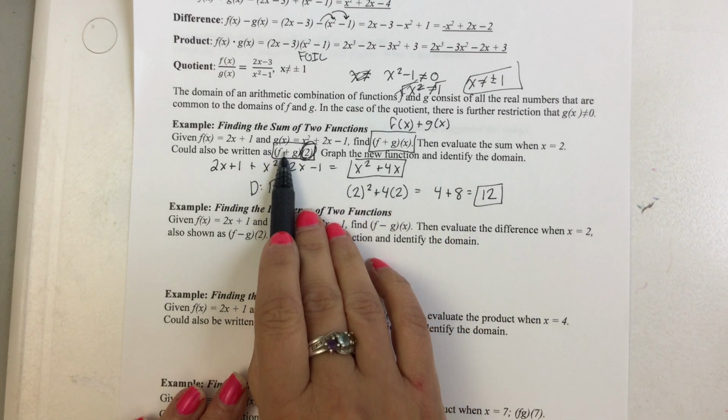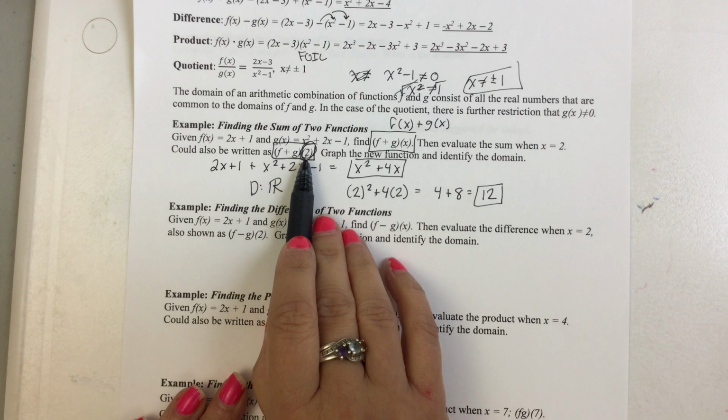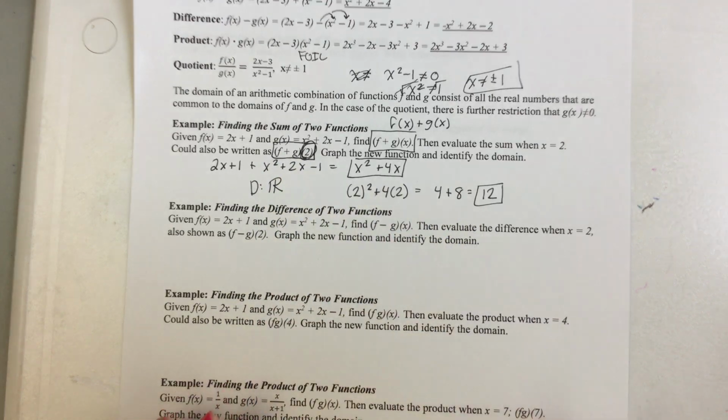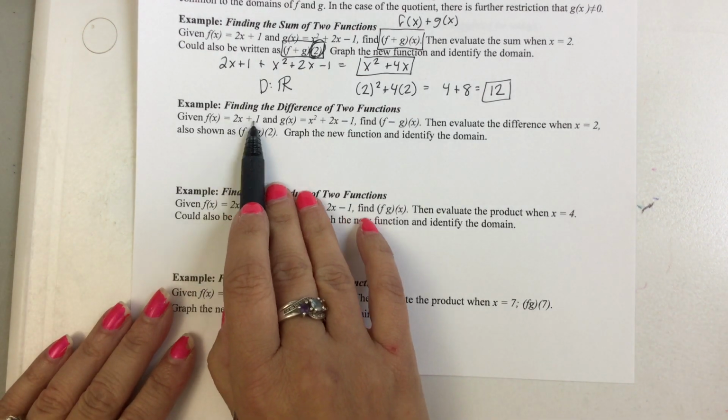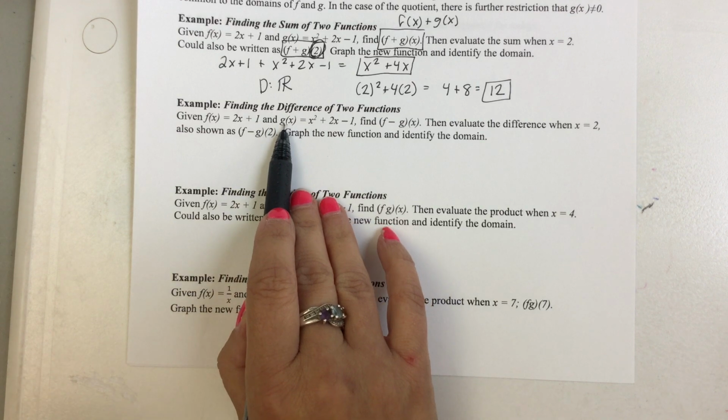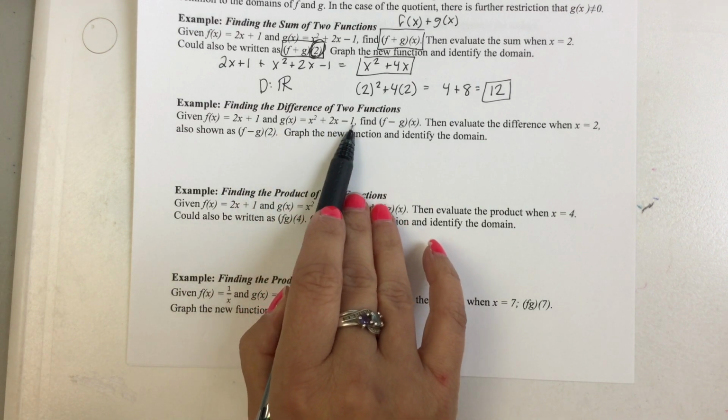Once you have added the two functions, replace the x with the 2 and evaluate it. Okay, let's look at another one. So we do have the same functions. f of x is 2x plus 1. g of x is x squared plus 2x minus 1.